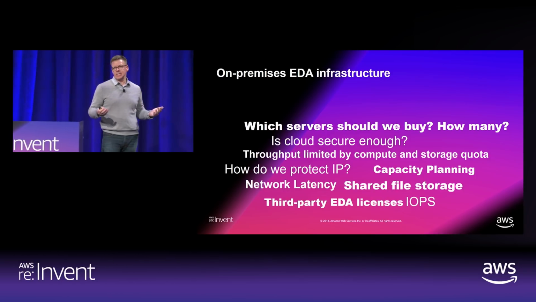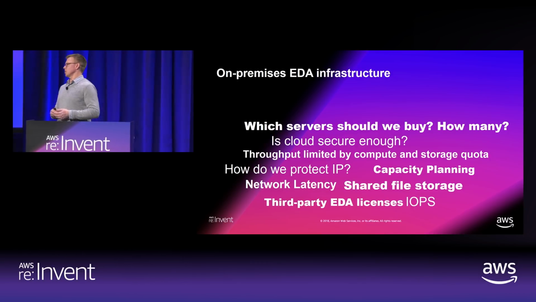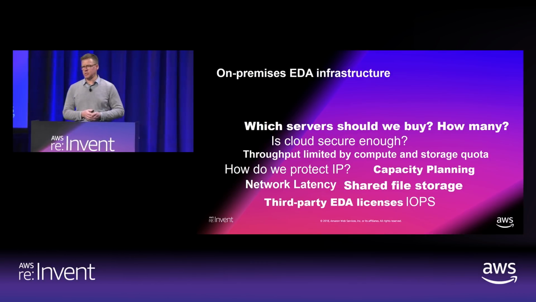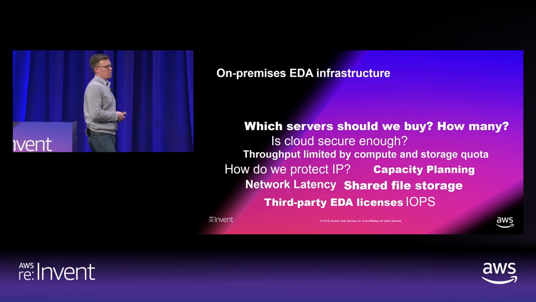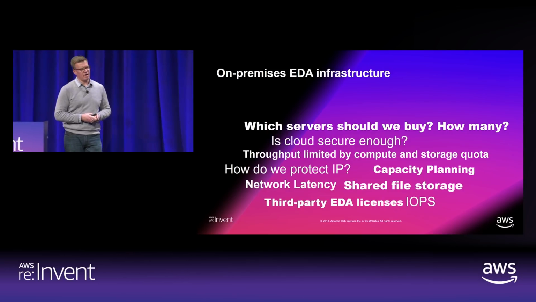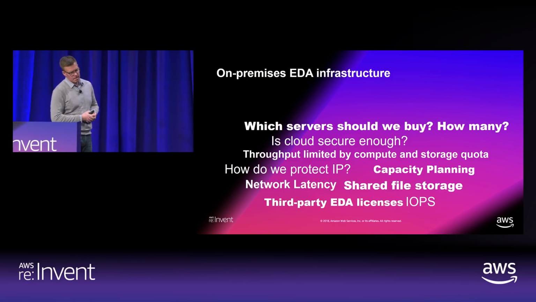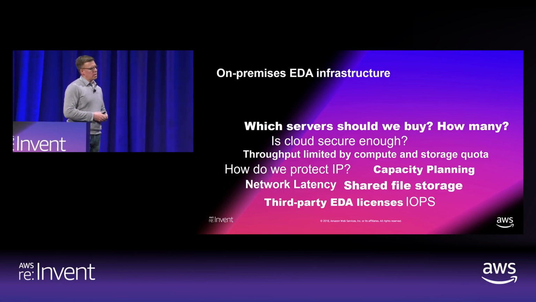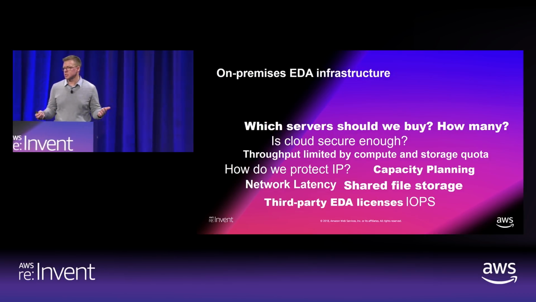What about network latency? How do you know that your networked file system is going to be able to support the billions of cycles that you need to run? How do you know that your shared file storage is going to be able to handle millions of small files being written and read at the same time? And also, how do third-party EDA licenses work on-prem when used by the different teams in your organization?